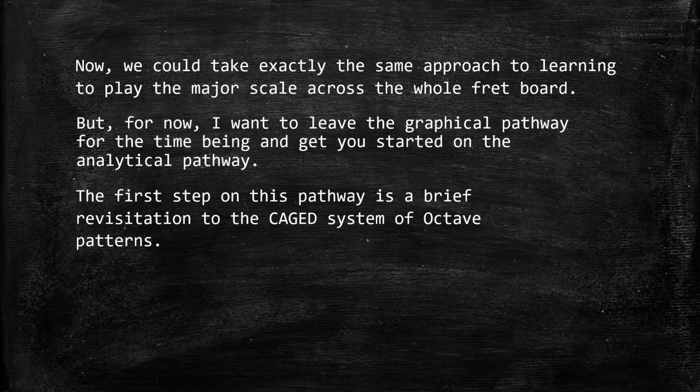But for now, I want to leave the graphical pathway for the time being and get you started on the analytical pathway. The first step on this pathway is a brief revisitation to the CAGED system of octave patterns. A close look at the octave patterns reveals that there are only 2 basic components forming the actual octaves. I call these forward diagonals and backward diagonals.